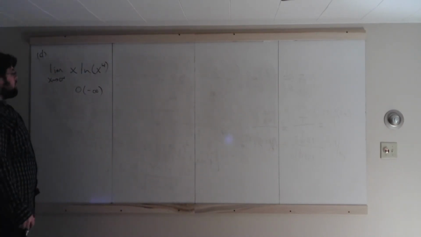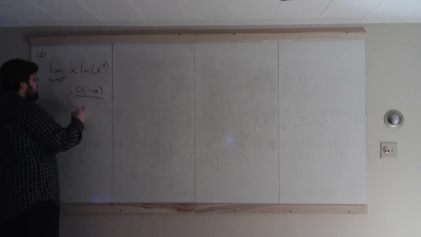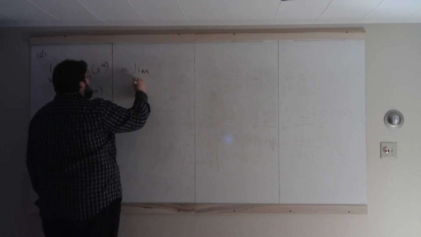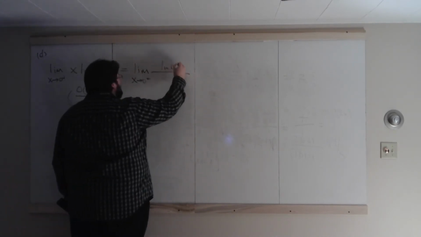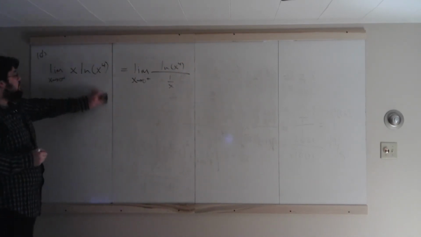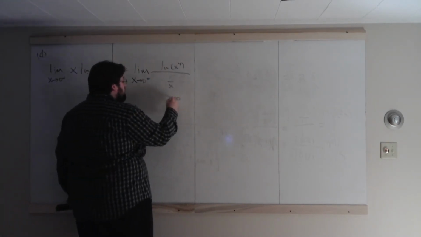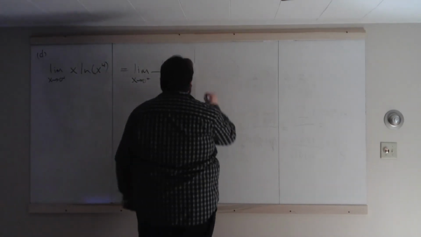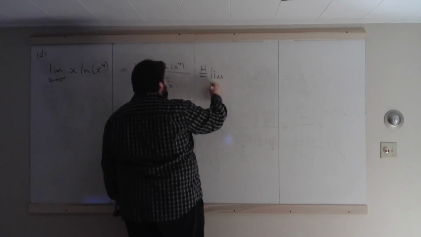So to deal with the 0 times infinity, we take this 0 and we put it in the denominator, like this. Log of x to the 4 over 1 over x. So that now, this limit is in the form of a negative infinity over an infinity. We can apply L'Hopital's rule on that form, or on a limit that takes that form.